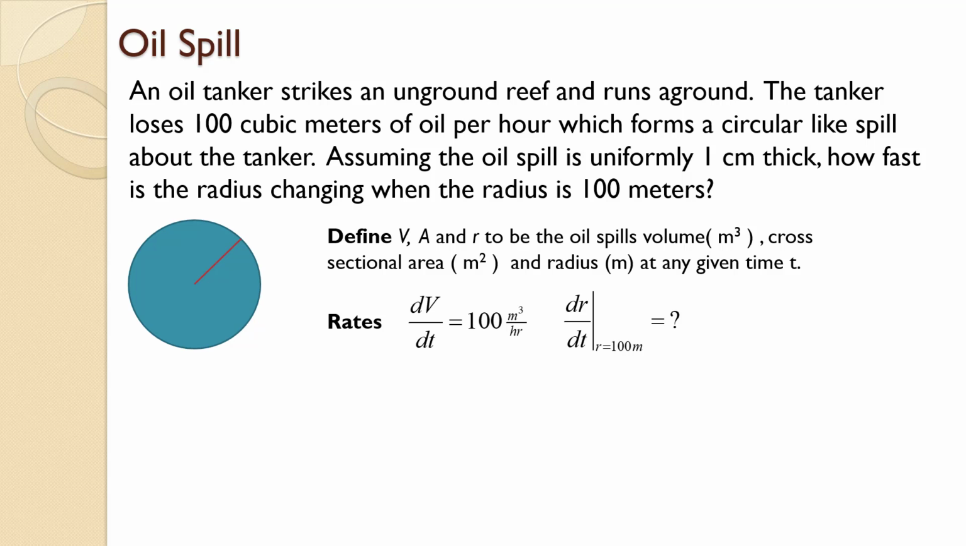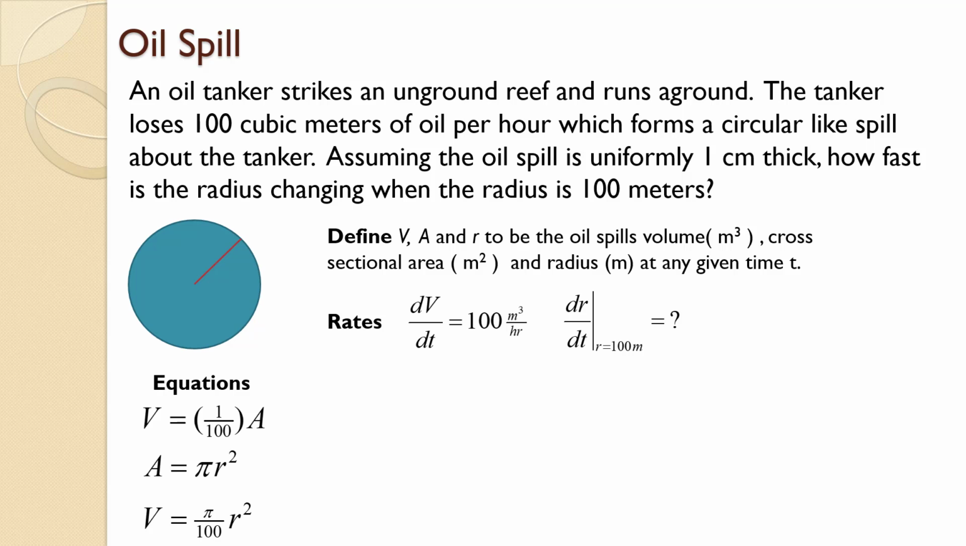I want to know what's the rate of change of the radius in time. So I need to know dr/dt, but given a certain moment, that's when the radius is 100 meters. So some equations. The volume of this oil slick is like a cylinder. It has a constant height. Notice though that I gave you the height of this cylinder as 1 centimeter.